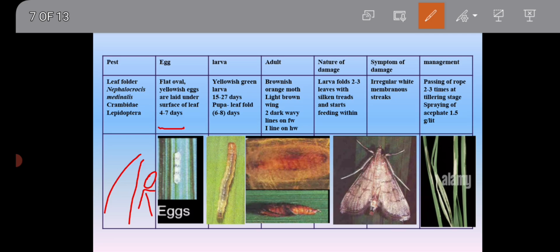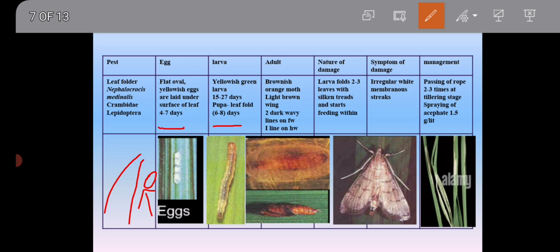The name is the leaf folder. So what it will do, it will fold the leaves. That's why pupation also will take place inside the leaf fold. And pupal duration is 6 to 8 days. So generally for Lepidopterans, pupal duration will be for 1 week.